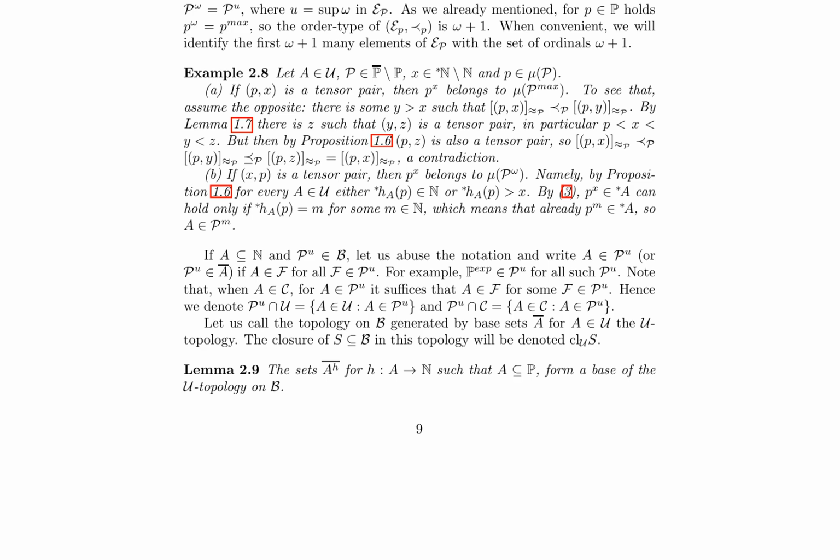The notation is extended to include PU intersection U equals {a element of U, a element of PU}, and PU intersection C equals {a element of C, a element of PU}. The U topology on B is defined as the topology generated by base sets A for a element of U, and the closure of S subset equal B in this topology is denoted as cl_U S. Finally, Lemma 2.9 states that the sets A for H, a right-pointing arrow n such that a subset equal P form a base of the U topology on B.